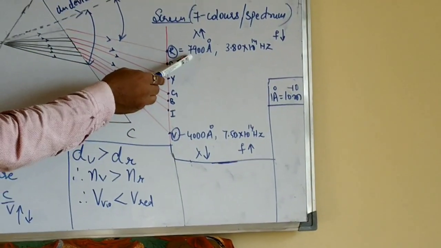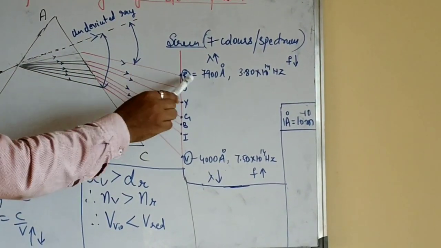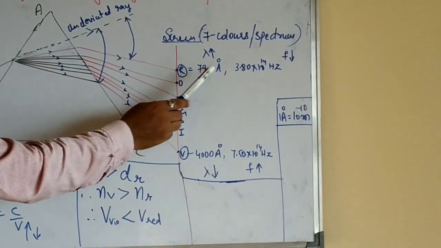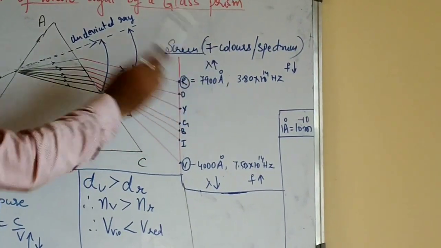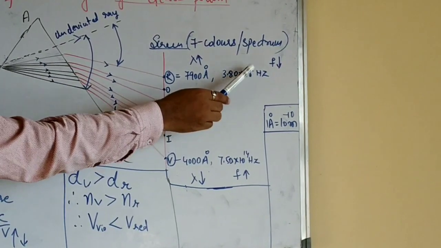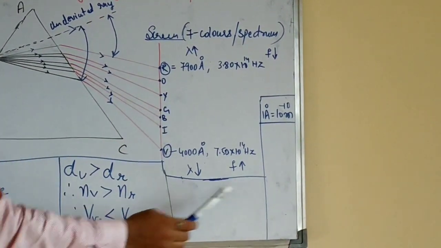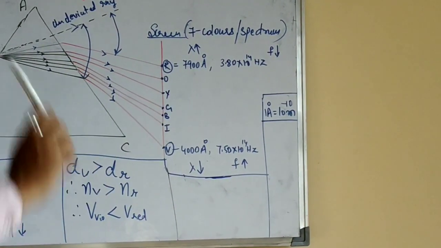Now see the topmost color, which is having less deviation, red color. See the wavelength, 7900 angstrom is the wavelength. See the frequency, 3.8 into 10 to the power of 14 hertz. So what conclusion or what observation are you making here?